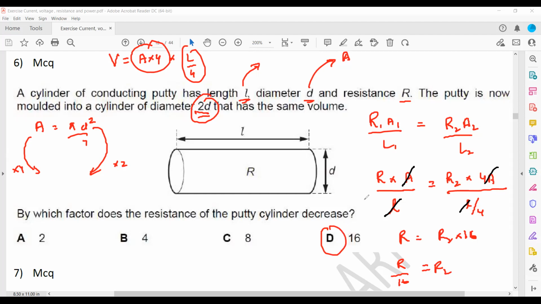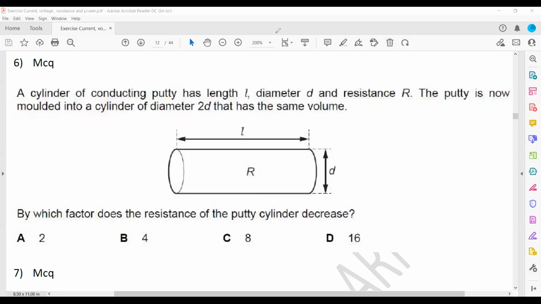So whenever we increase the diameter, the area will also increase, but varies with a square. Is it clear, discussion? Yes, Abdullah. So that's why D is the right answer for this.